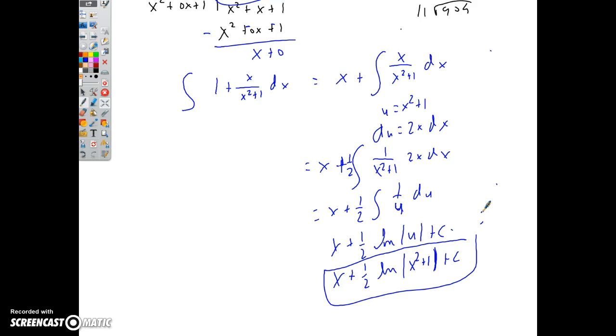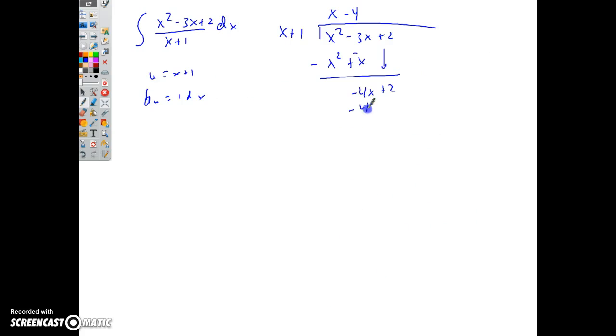I should have paused this already. Oops. Negative 4x minus 4, change my signs. I get 6. What times x gives me 6? Nothing gives me that, so I'm going to go ahead and write this as a fraction, 6 over x plus 1. Now all I did is reform my problem so I can do the integral. So now I'm going to do the integral of x minus 4 plus 6 over x plus 1 dx.